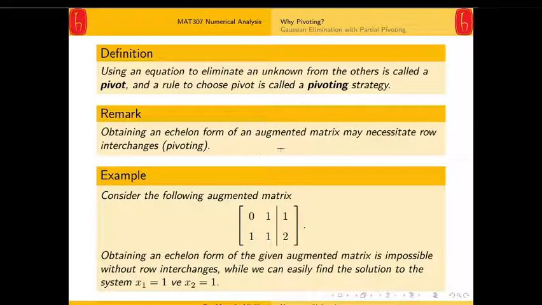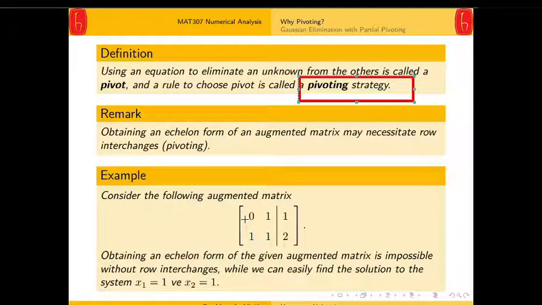Using an equation to eliminate an unknown from the others is called a pivot, and a rule to choose the pivot is called a pivoting strategy. A remark: obtaining an echelon form of an augmented matrix may necessitate row interchanges, or pivoting. This is also known as pivoting, which we've just learned.